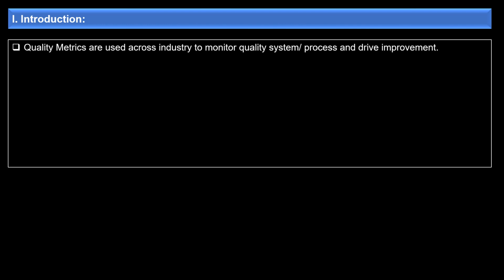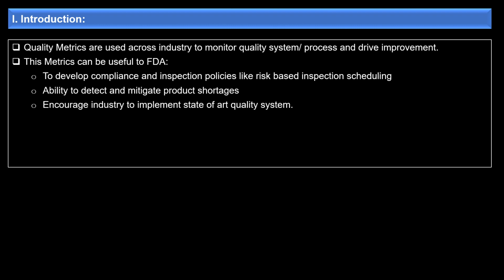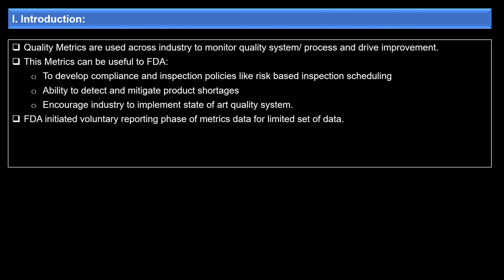Starting with the introduction. Quality metrics are used by all pharmaceutical organizations for internal monitoring of the quality system as well as processes, and to drive improvement. USFDA intends to use this quality metrics data for the same purpose. So, the metrics data can be useful for FDA to develop compliance and inspection policies like risk-based inspection planning, the ability to detect and mitigate product shortages upfront, and to encourage industry to implement state-of-the-art quality systems.